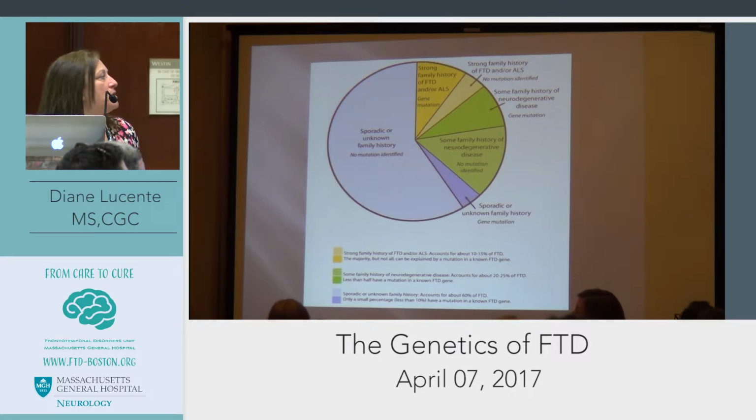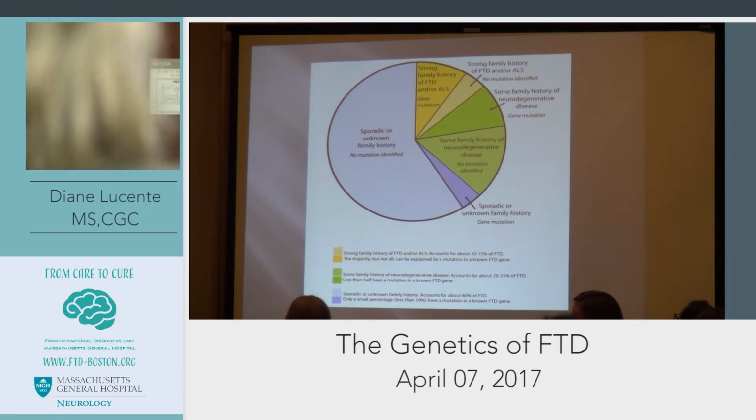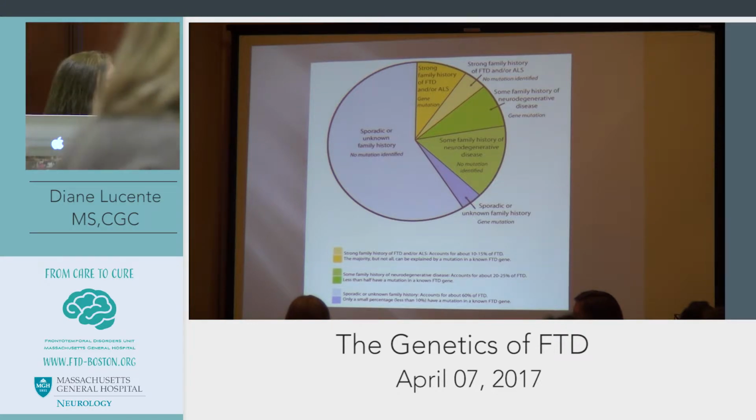There's a very small piece of the pie there on the bottom right for folks that are the only individual in the family that have FTD, and for a very small proportion of those, we do find a genetic alteration. And these are typically folks who are very, very young, and a spontaneous alteration occurred in the pregnancy that formed them. Okay.